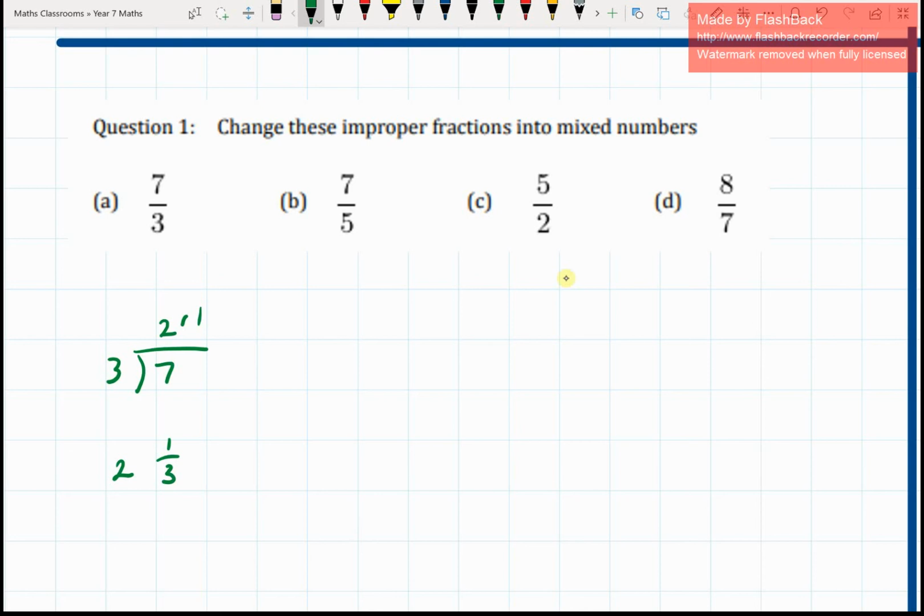On this one, how many 5's go into 7? Okay, well we have 1, remainder 2. So therefore we have 1 and 2/5. On the next one, how many 2's go into 5?